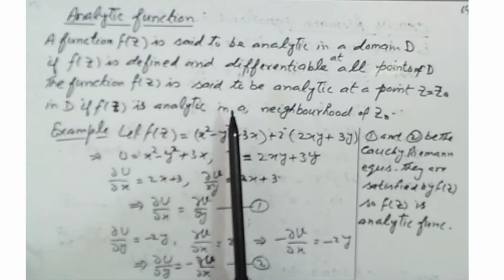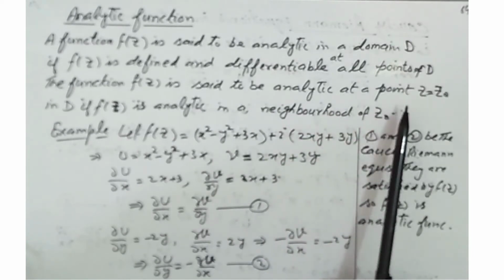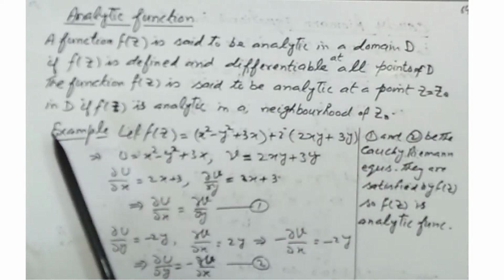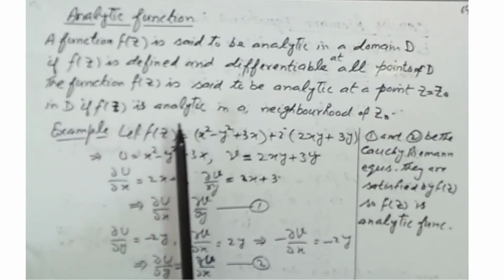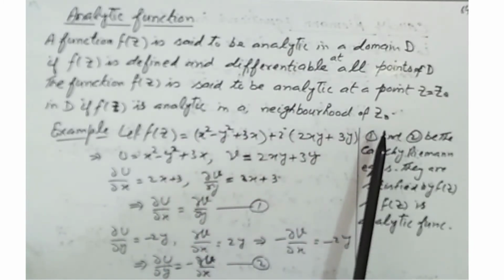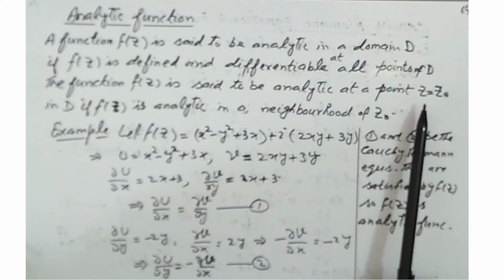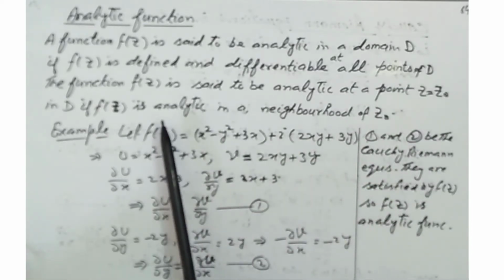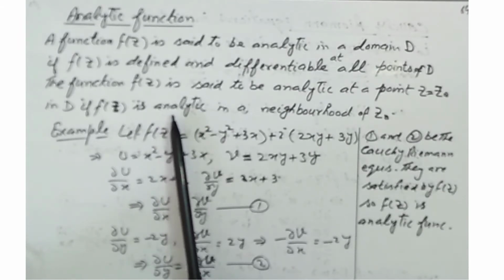The function f of z is said to be analytic at the point z equal to z naught in the domain if f of z is analytic in the neighborhood of z naught. Neighborhood means very near to z naught. The function is analytic, differentiable and also defined.